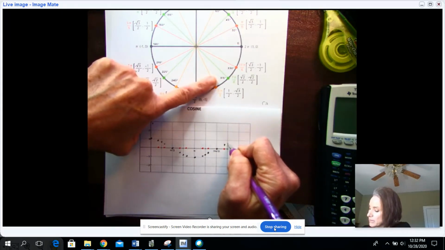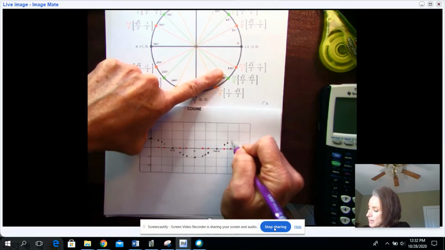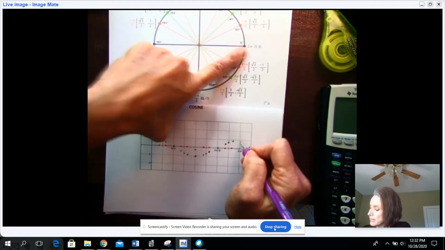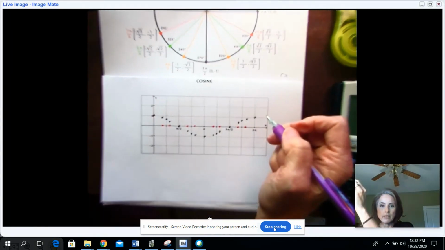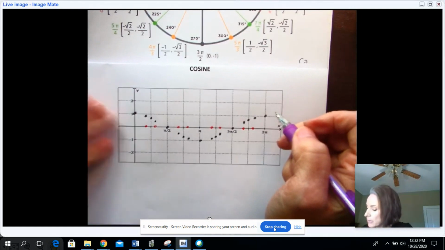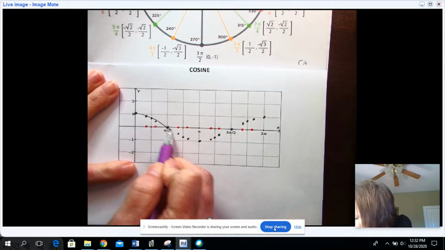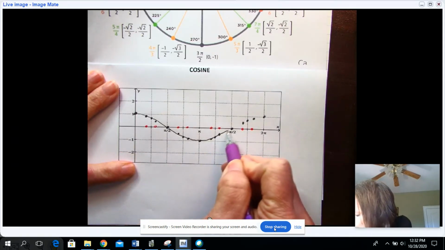315 is 0.7. 330 is at 0.9. And then back at 2 pi, cosine is now 1. But it's important that you see, by graphing at least those, you can clearly see it's a curve that comes down. There are no sharp edges here, guys.